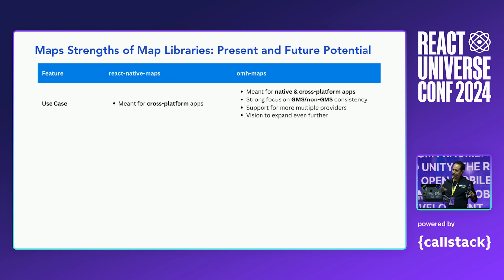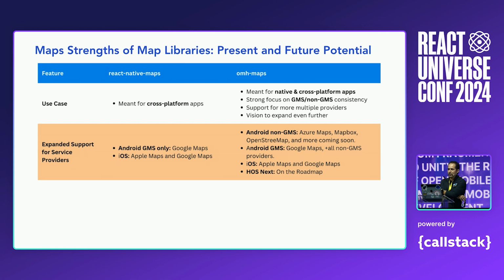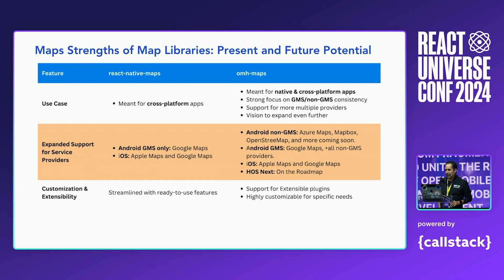As I mentioned before, for instance, React Native Maps currently supports Google Maps on iOS and Apple Maps, but there is no support for non-GMS. So that's a big miss. We're missing out on a huge set of apps or devices. The other one is the expanded support for service providers. Right now we have support for Azure Maps, Mapbox, and OpenStreetMaps. And this not only offers capabilities for non-GMS devices, it is also meant for GMS devices. So these are things that you can incorporate into this market as well. The other one is the customization and extensibility.